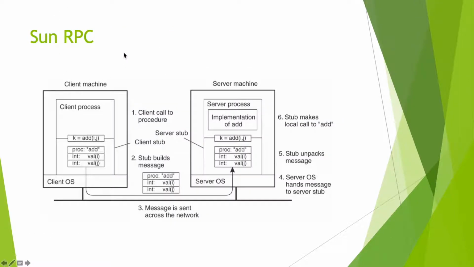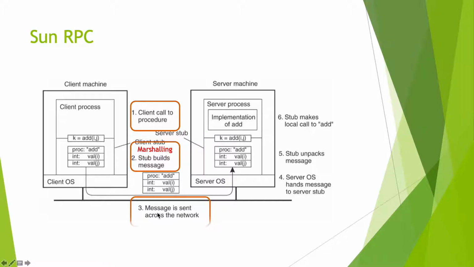Let's go through an example of the Sun RPC solution. So what is going on? The first step, at the client process, is that the client calls a procedure that has been exposed as an interface. Then the client stub marshals this invocation into a message with several items, like the name of the procedure and the parameters that will be passed into this function.